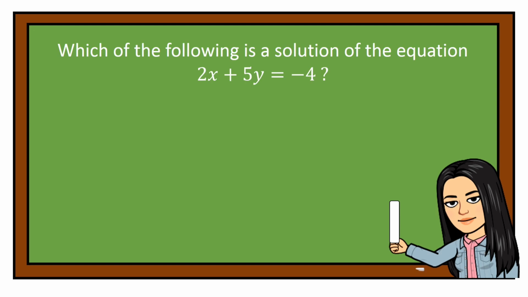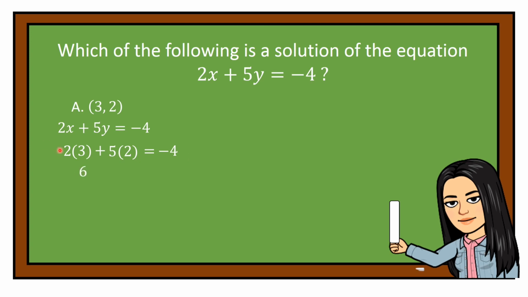Another one. Which of the following is a solution of the equation 2x plus 5y equals negative 4? A, (3, 2), or B, (3, negative 2)? So let us substitute first the ordered pair (3, 2) in the given equation. Copy 2, x will be replaced by 3, copy plus, copy 5, and then y will be replaced by positive 2. And then copy equals negative 4.